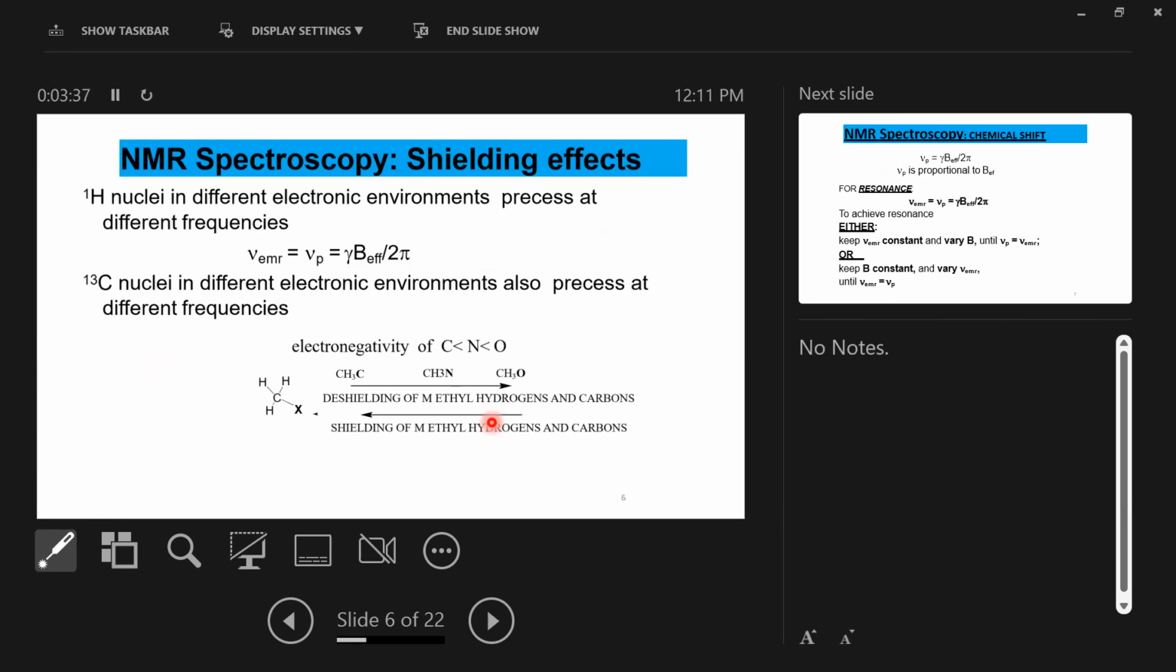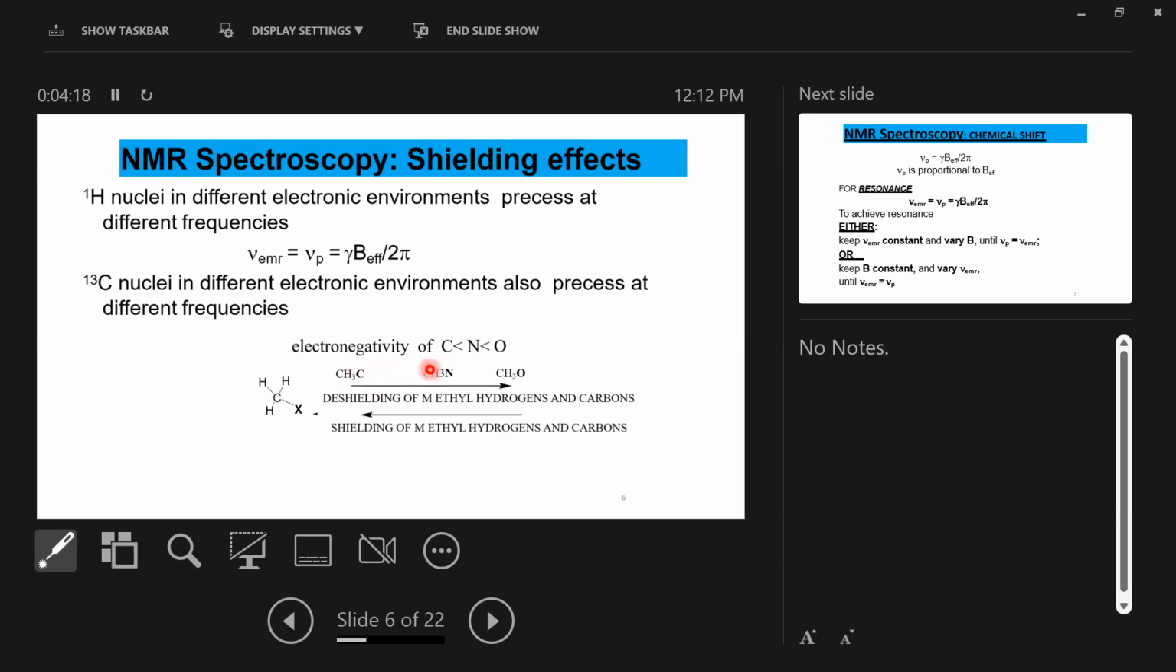Now, the proton nuclei in different electronic environments precess, or spin, at a different rate. Remember, if it's near an electron donating group or an electron withdrawing group, the proton will spin at a different rate. Does that make sense to you? So you can actually calculate the frequency using this equation. Now the carbon-13 nucleus also functions the same way. In different electronic environments, it precesses, meaning it spins at a different frequency depending on the environment it's in. Now let's look at this.